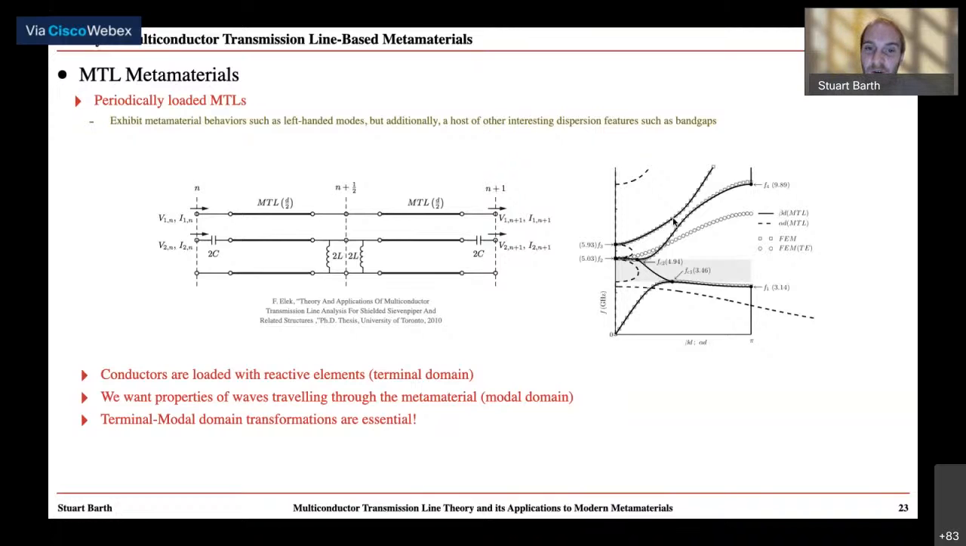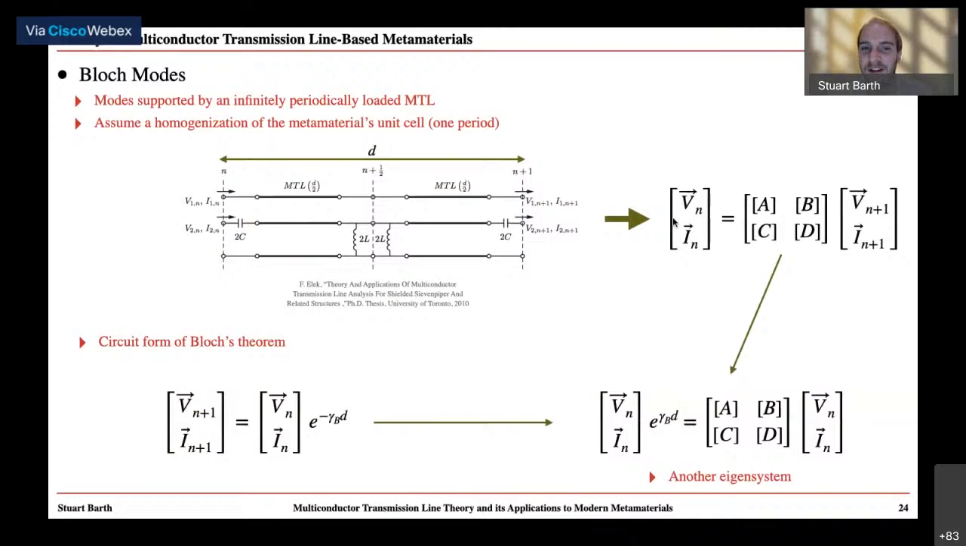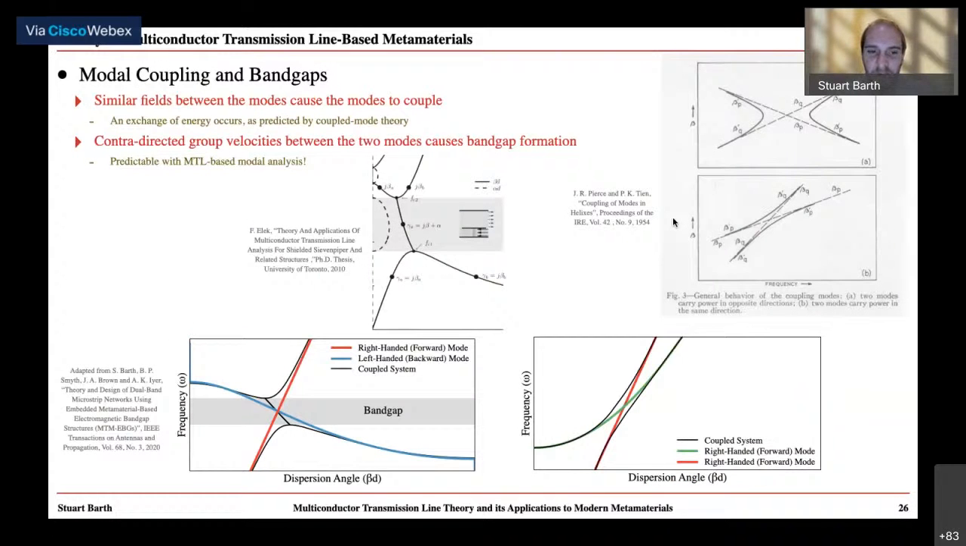And of course, if you're interested in specific applications to antennas, I encourage you to check out these previous works by our group.